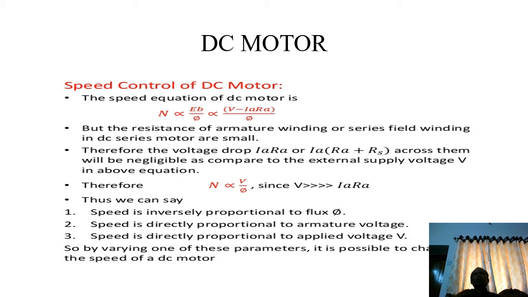Speed control of DC motor. How can you control the speed? Speed equation of DC motor: we know that the EMF induced in the armature, that is Eb, is equal to pi Z N by 60 into P by A. Eb is equal to pi Z N by 60 into P by A. So N is directly proportional to Eb by pi, which is directly proportional to V minus Ia Ra by pi.